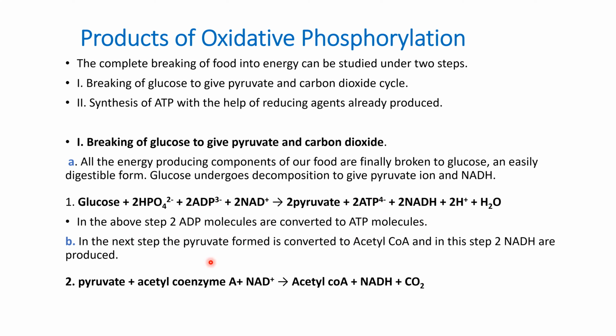Now, the next step is that the pyruvate which we have formed here is converted to acetyl CoA. And in this step, two NADH are produced. And now you can recall that both of these steps were part of glycolysis. When we are talking about glycolysis, both belong to the glycolysis cycle. So pyruvate plus coenzyme A plus NAD positive gives acetyl CoA, NADH, plus carbon dioxide. So we end up with carbon dioxide, the ultimate product.